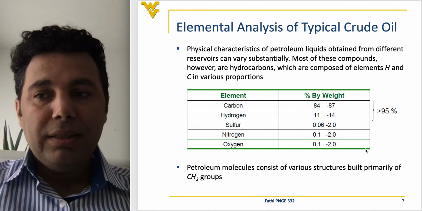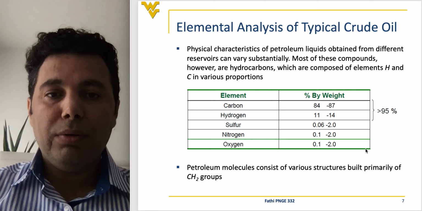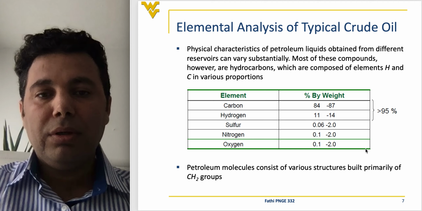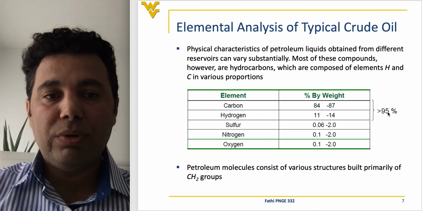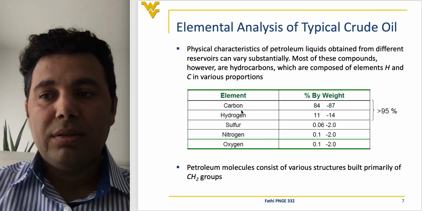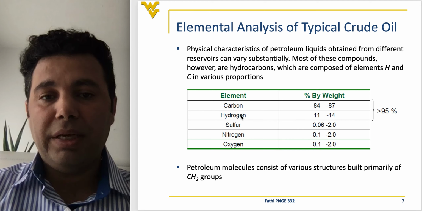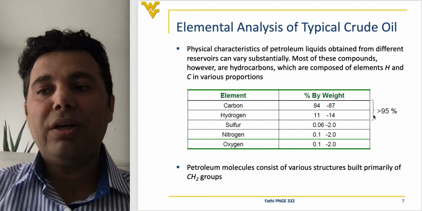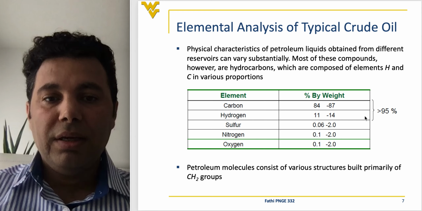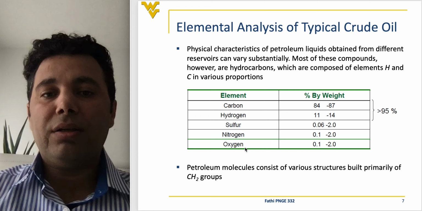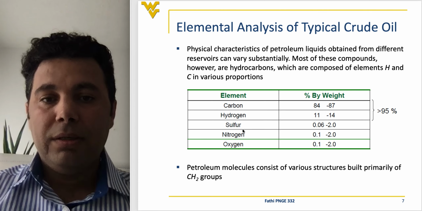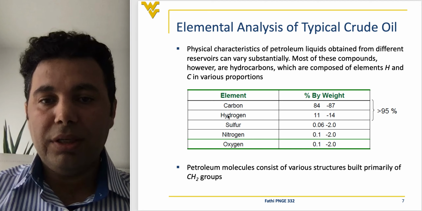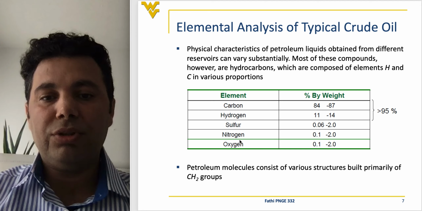Element-wise, if we look at the elements of the hydrocarbon components in petroleum and gas, we can see more than 95% of the oil and gas reservoirs consist of carbon and hydrogen. So carbon and hydrogen is more than 95% of our product. And then we have some sulfur, nitrogen, and oxygen. These are the non-hydrocarbon components.